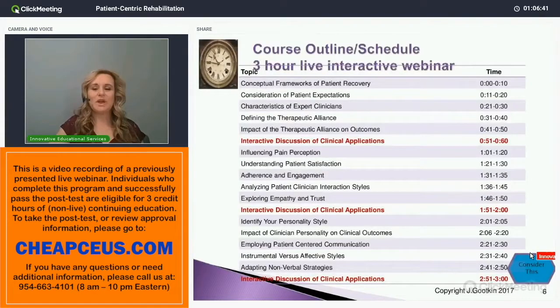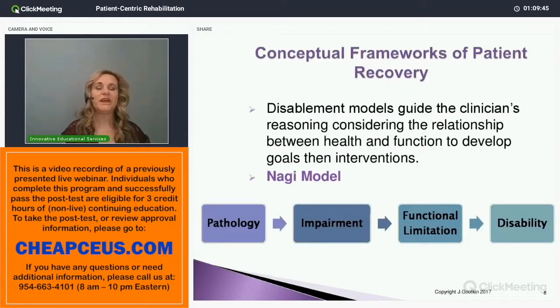And if you notice on the bottom right-hand side of the screen, there's a little icon that's blue and it says "consider this." You'll see that on several slides throughout the presentation, and that's to let you know that those particular slides are going to be helpful when you go to complete the post-test later on. So they hold information that will help you answer those post-test questions. But don't worry about passing the post-test. You most definitely will get at least that 70% or higher.